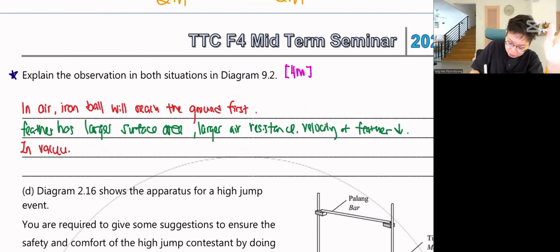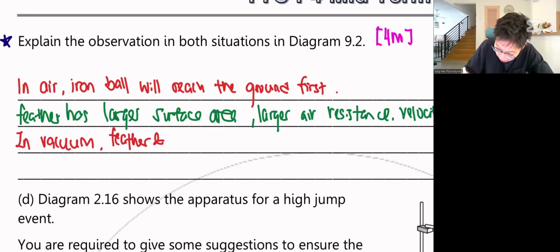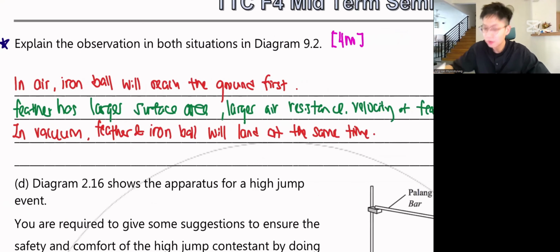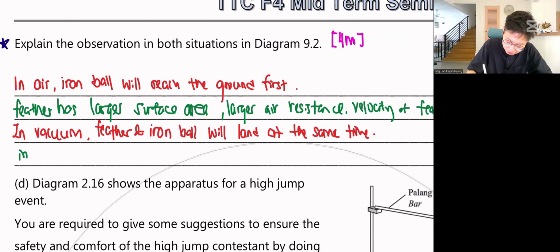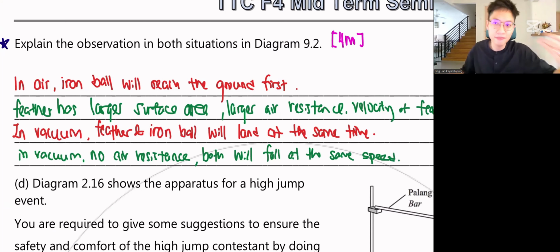Then next one, in vacuum. So in vacuum, what should I write? My feather and the iron ball will fall at the same time. In vacuum, your feather and iron ball will land at the same time. Hello, new students. Guys, my writing is a bit ugly, hope you guys don't mind. Okay, next. So why at the same time? Because in vacuum, there is no air resistance. So you can say both will fall at the same speed, or you can also say same velocity.